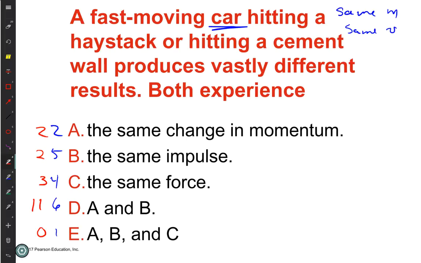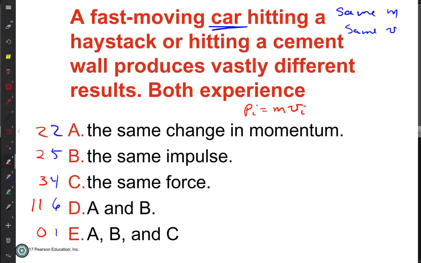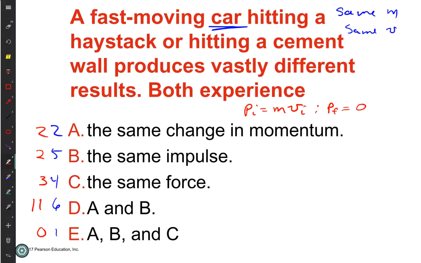Right, your momentum initial is the mass times the speed initial. The subscript i just means the start. And since they start with the same speed and have the same mass, they have the same initial momentum. Well, when it comes to rest, what's the final speed going to be? And so they both have the same change in momentum because they start with the same mv and they end at 0. So A had to be true.